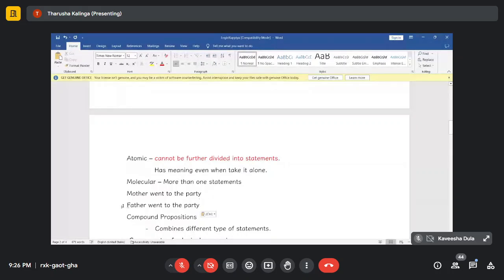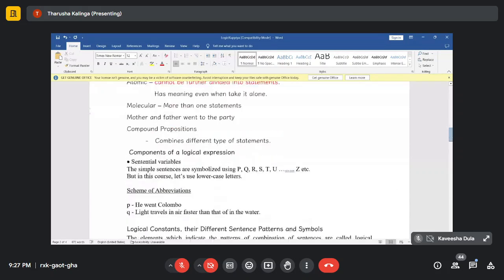So instead of writing this separately, what do we do? Here, mother and father, we add this connective to that. So we call it a molecular statement.